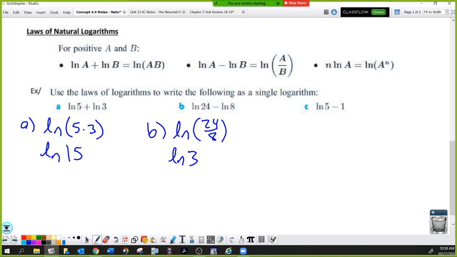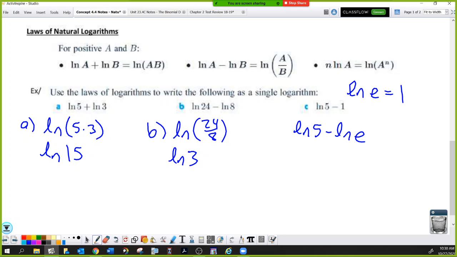And the last one. Okay. There's no parentheses, so that minus 1 is not part of the argument. The only way that I can make this work is if that 1 is actually an ln. So what is the only ln that would equal 1? The ln of e. Oh, that's right, because the ln of e is equal to 1 because they cancel each other out. So what I have here is the ln of 5 minus the ln of e.